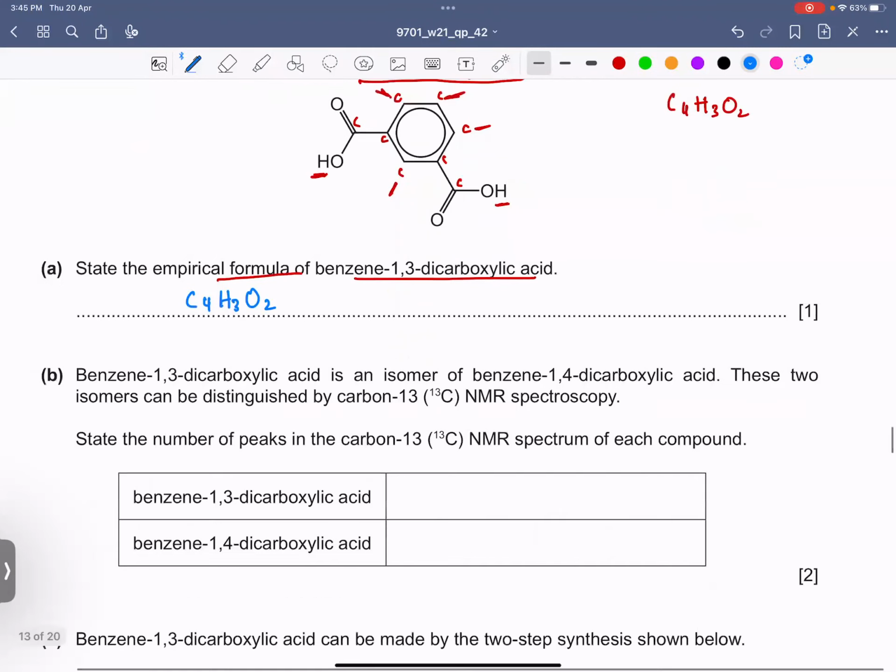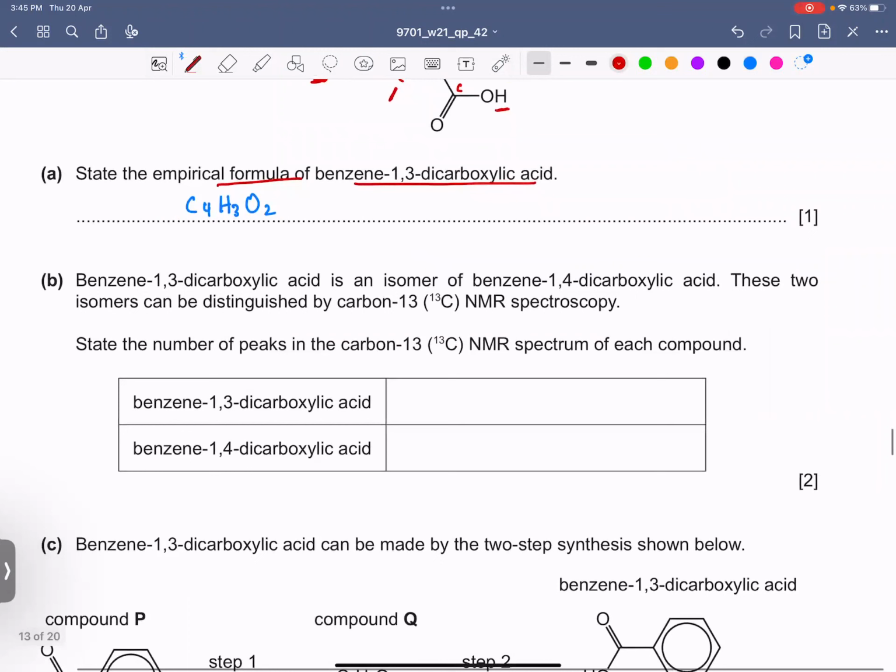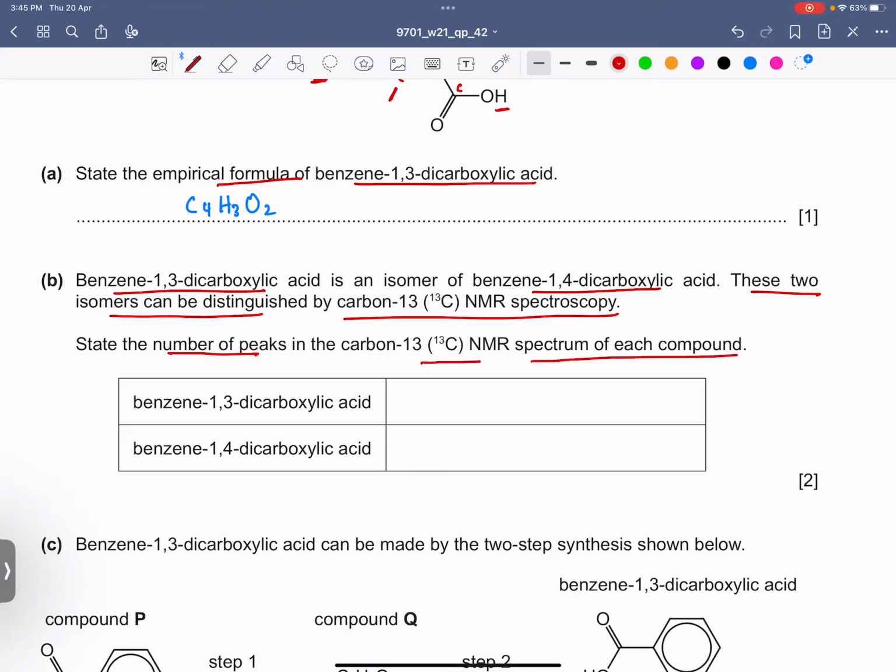Okay. In B part, benzene 1,3 dicarboxylic acid is an isomer of benzene 1,4 dicarboxylic acid. These two isomers can be distinguished by carbon 13 NMR spectroscopy. State the number of peaks in the carbon 13 NMR spectroscopy of each of the compounds.